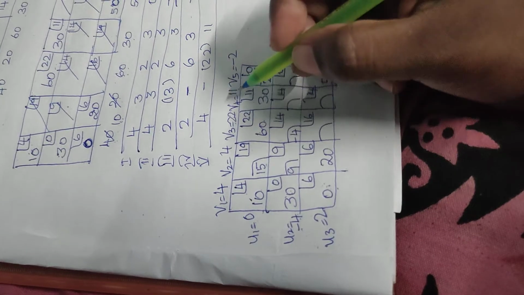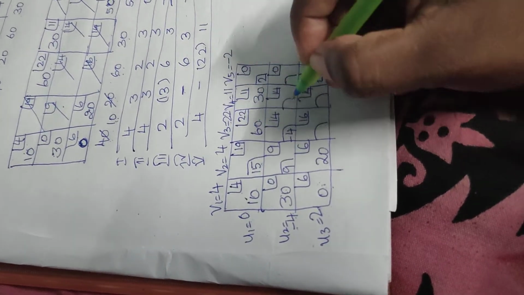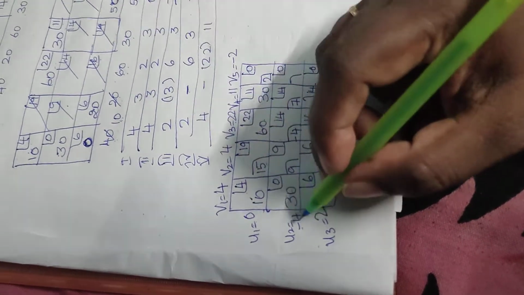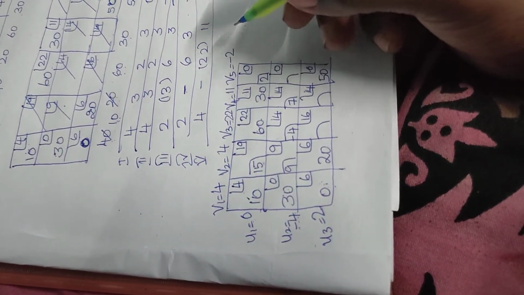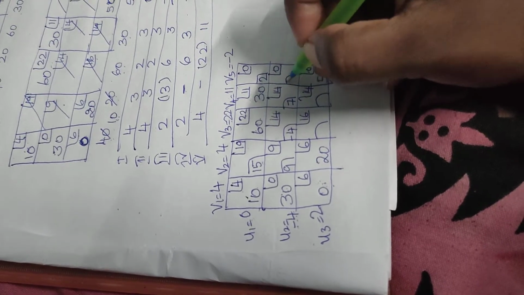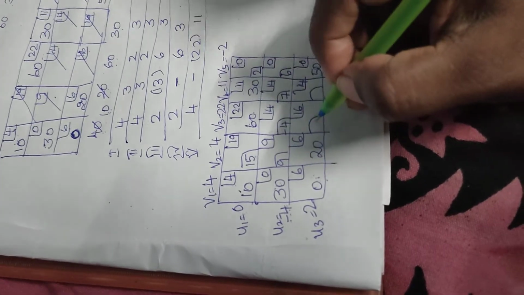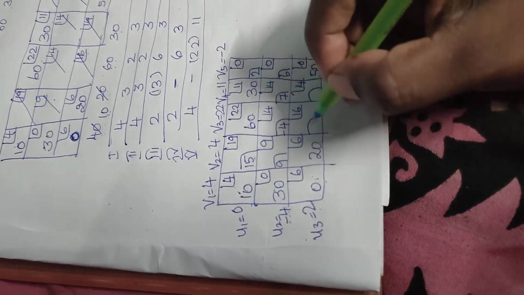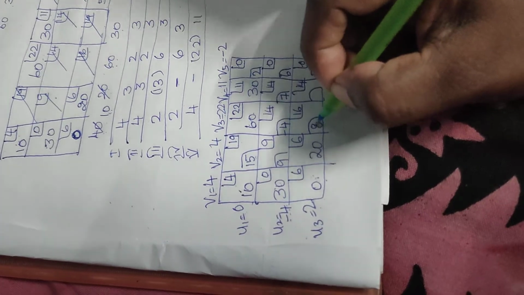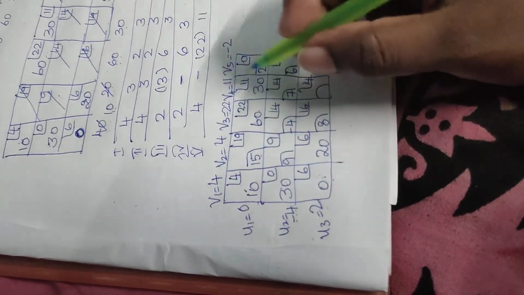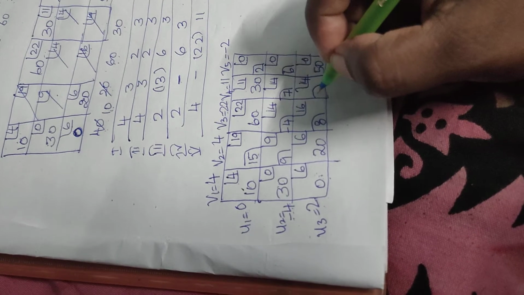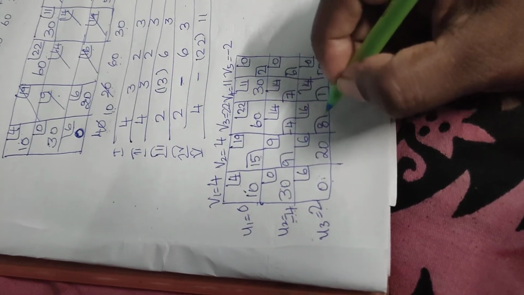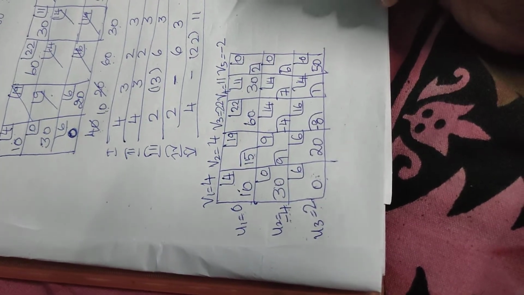So add these two, you have 7. 14 minus 7 is 7. Add these two, you have minus 6. 0 minus minus 6 is plus 6. 2, 24. 16 minus 24 is minus 8. 13. 14 minus 13 is 1.